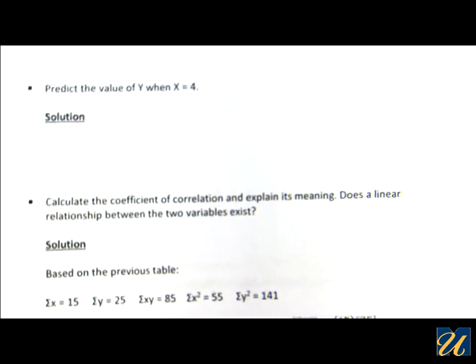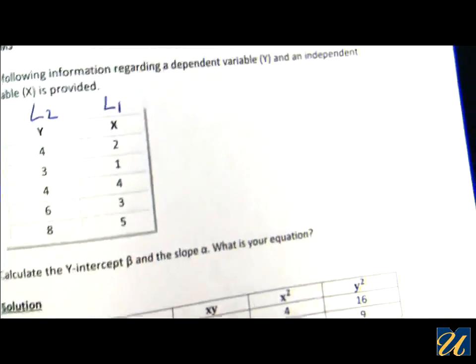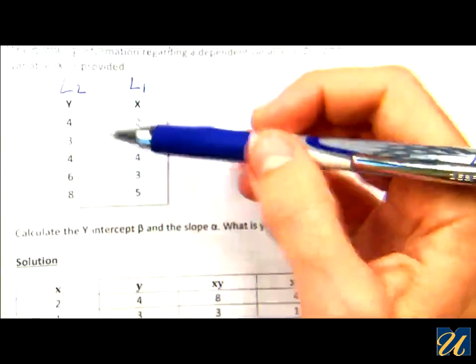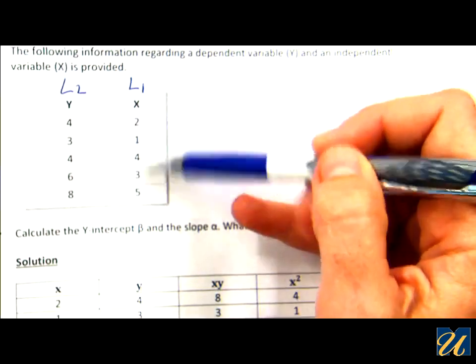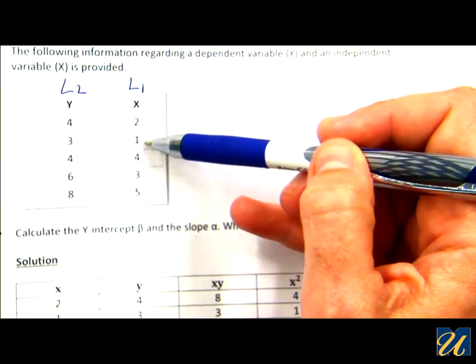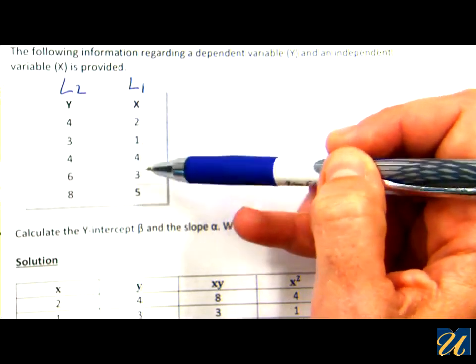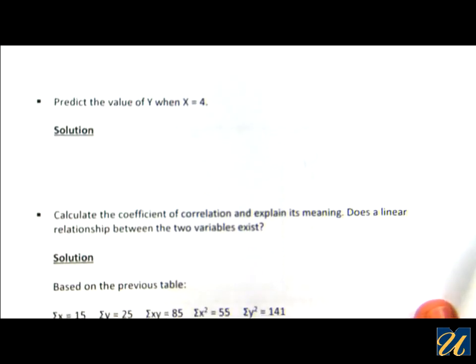Now, we are asked to predict the value of y when x is equal to 4. First thing you'll do whenever you have a question about predicting the value of y when x is equal to 4, you go back to your table and you see if 4 is within the range of your x values. X minimum is 1, x maximum is 5, 4 is within that range, so you can predict the y given the x value to be 4.